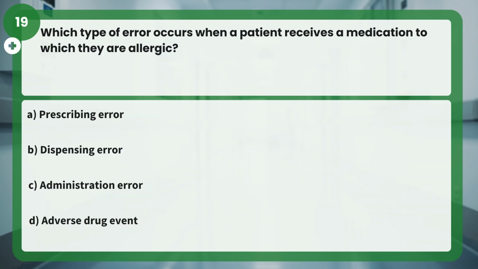Question 19. Which type of error occurs when a patient receives a medication to which they are allergic? A. Prescribing error. B. Dispensing error. C. Administration error. D. Adverse drug event.